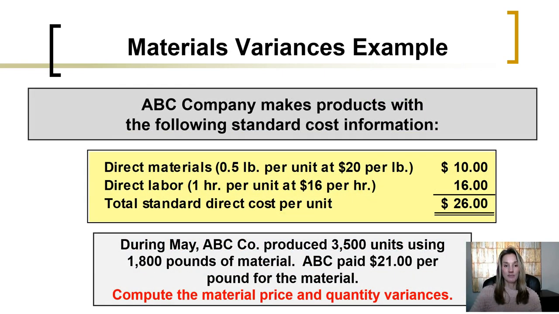So here's an example. ABC is making products with the following information. Direct material standards are to use half a pound of materials and pay a standard price of $20 per pound, or a standard material cost of $10 per unit. During May, ABC actually produced 3,500 units, and they actually used 1,800 pounds of direct materials. Their actual price paid was $21 per pound. So let's compute the material price and material quantity variances.